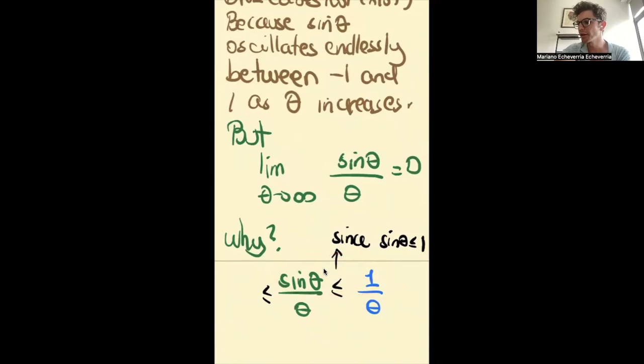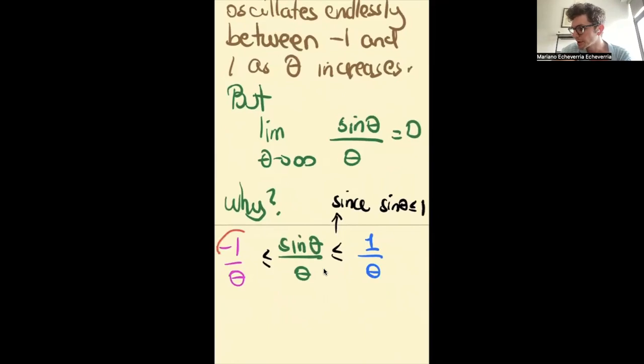On the other hand, what do you think I could try to put here? Because we know that sine of theta is bigger than some number all the time, right? So what could I try to put here? Yeah, you could put negative 1 over theta. And why is that? Because sine of theta is always greater than negative 1, or negative 1 is always less than sine of theta. Is that making sense?